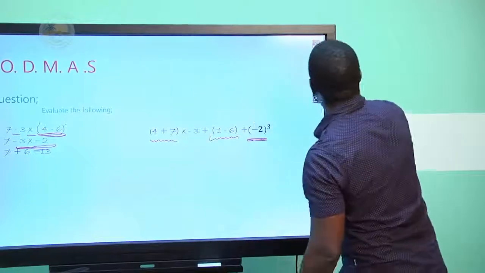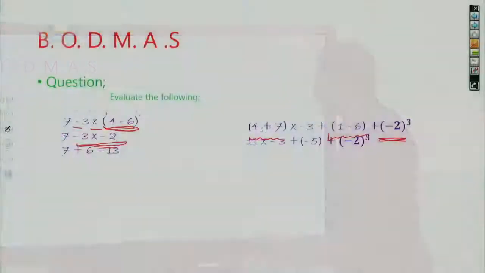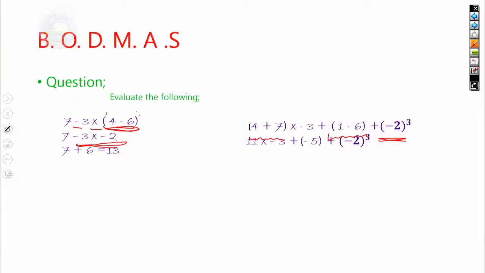So working my brackets here, it is going to be 4 plus 7 is 11. This bracket is what? 1 minus 6 is minus 5. Remember to write back everything else. So this becomes now 11 multiplied by negative 3 plus negative 5 plus negative 2 cubed. What do we work next? According to BODMAS, the next thing that we work is the orders. The orders are your powers or your roots. We have powers here, negative 2 cubed. Negative 2 cubed is negative 8. Write back everything else.